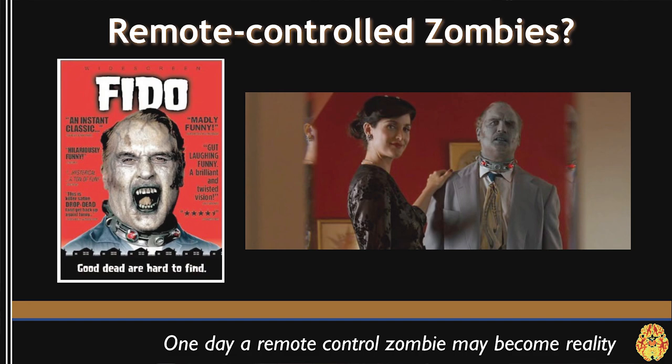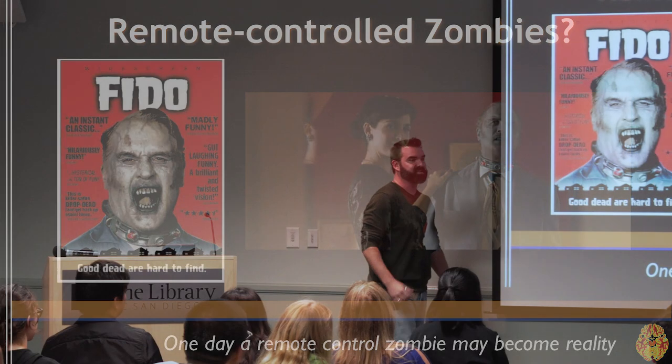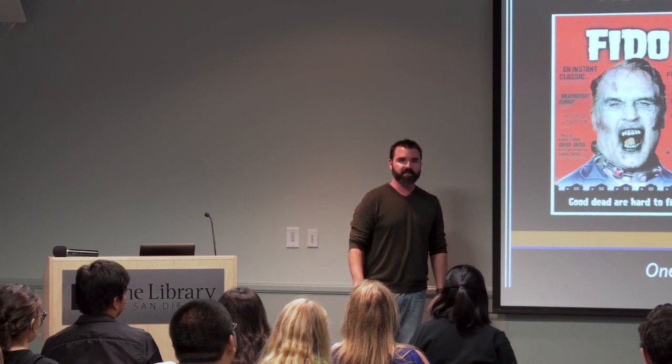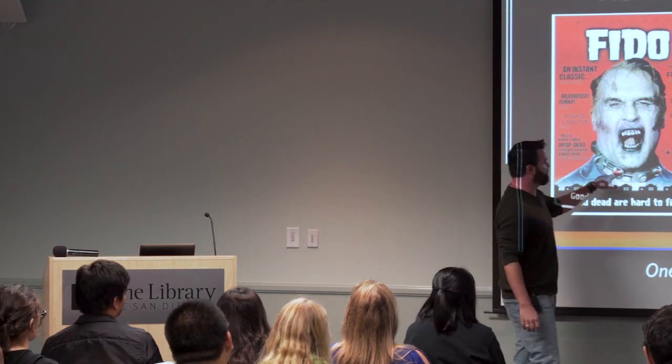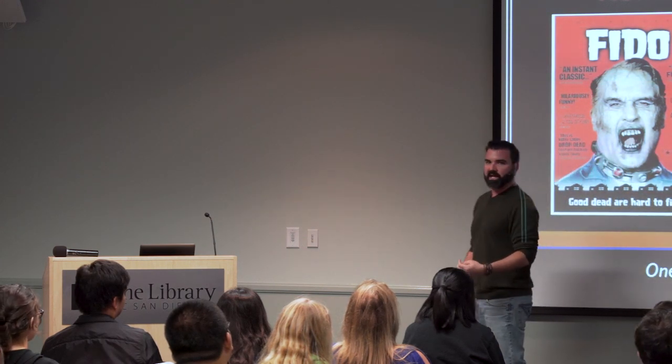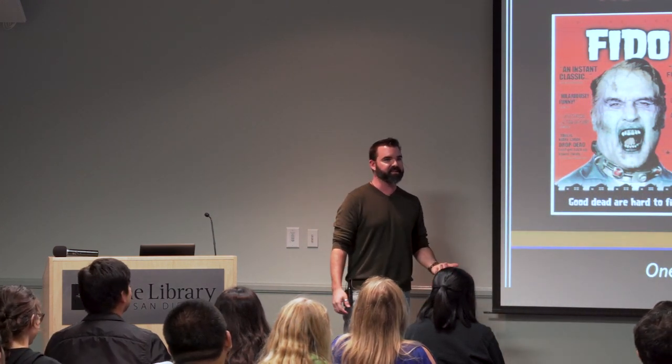Fido is also another zombie movie worth watching where the zombie apocalypse has happened, and instead of causing the end of the world, a group of humans figured out that if you just put these little collars on the zombies, you can control them, and they make for really good helpers around the house to do your dishes and fold laundry and stuff like that.